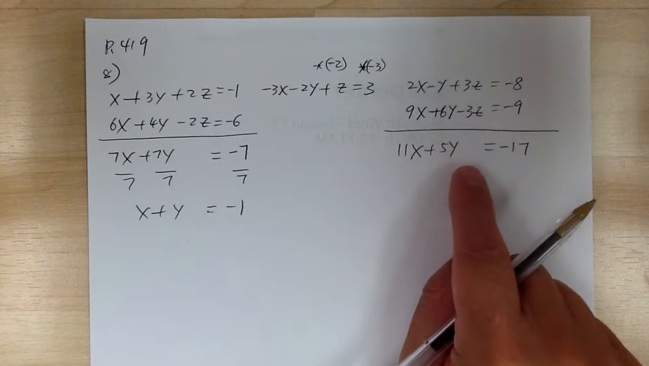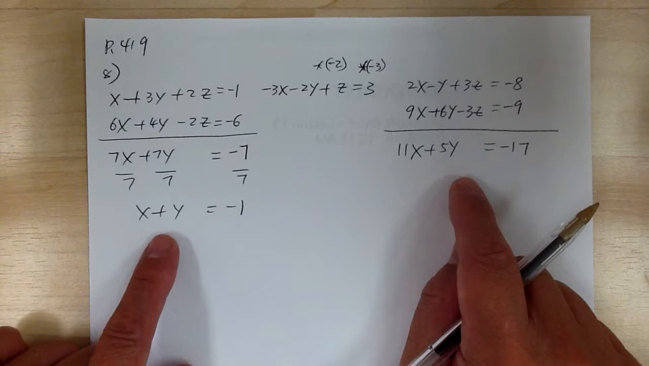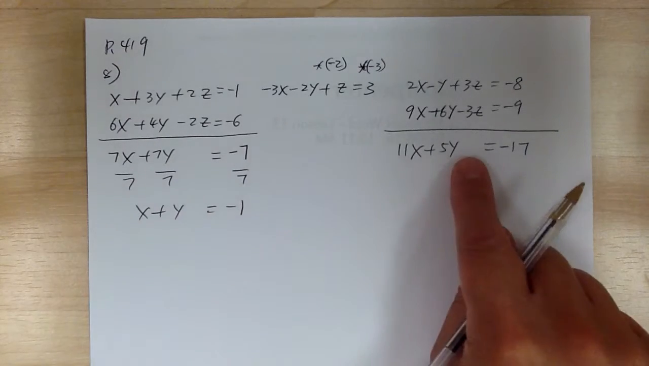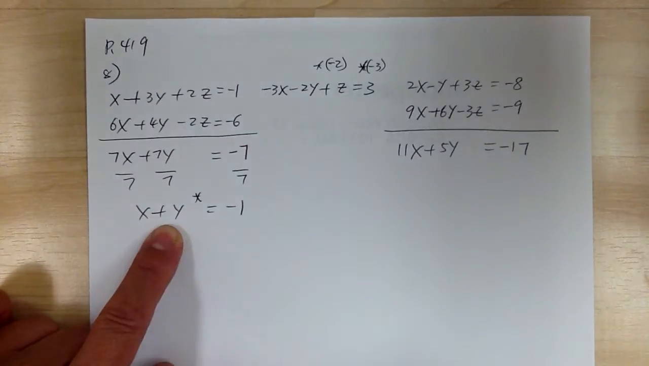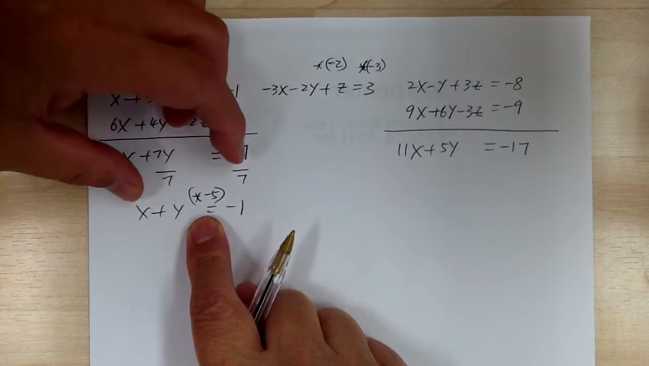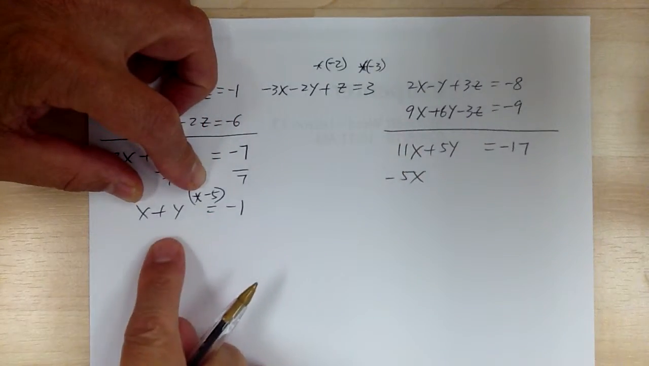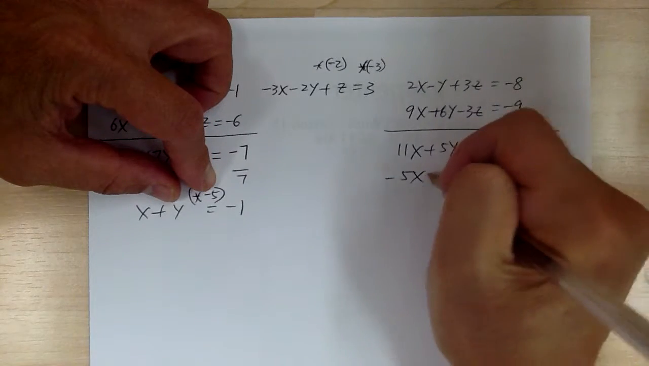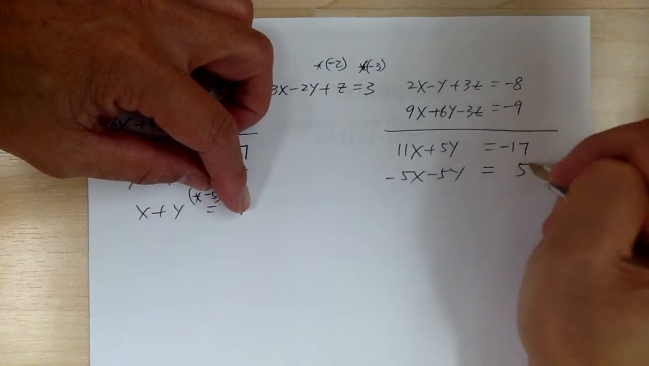So next, I need to eliminate the next variable. Okay, so I'm going to eliminate the y, because y has a lower number. So I'm going to multiply by -5. So I can write up here, so I remind myself that's why I'm multiplying. So I multiply, so -5x. I use fingers to keep track. So I multiply, so -5y equal to multiply, I get +5.